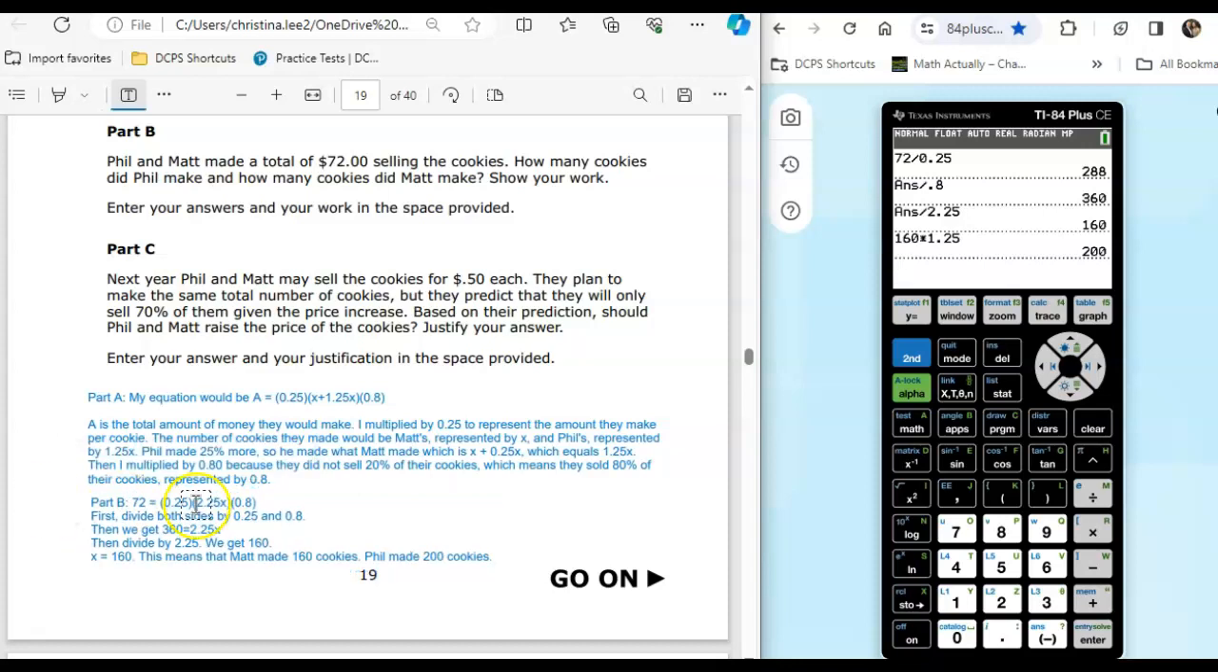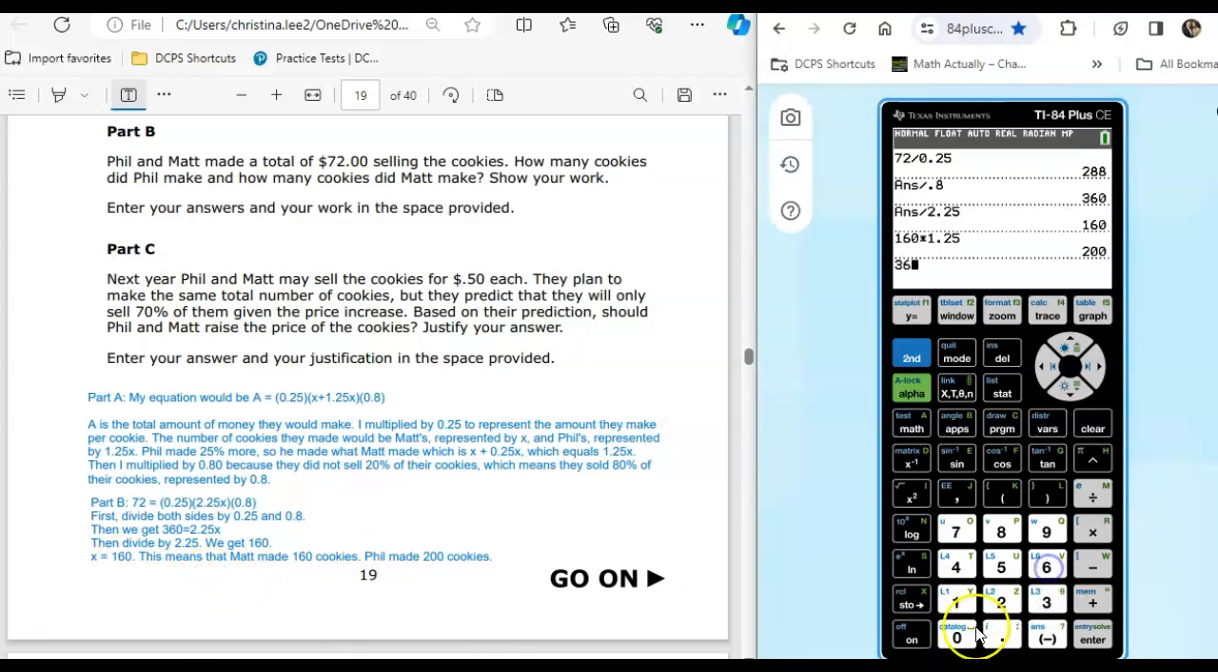Again, we're just showing our steps and explaining how we got that answer. And then you can double check, right? If they're each 25 cents, and they made 200 and Matt made 160, that's a total of 360 cookies, right?